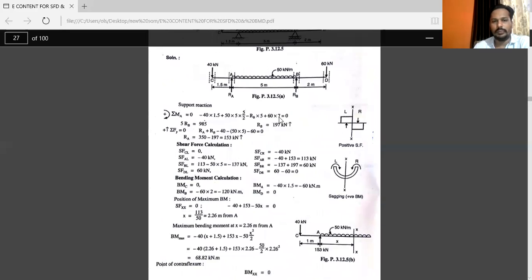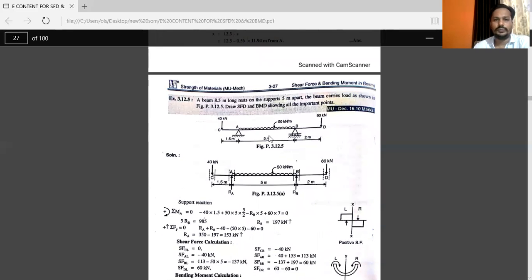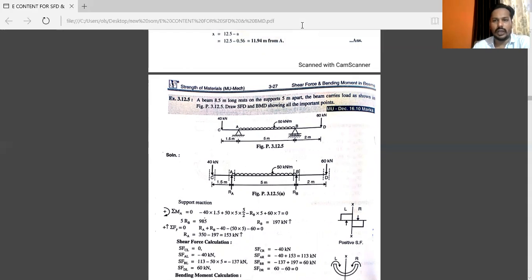So here we completed this problem. In the next lecture we will see another problem. Thank you.